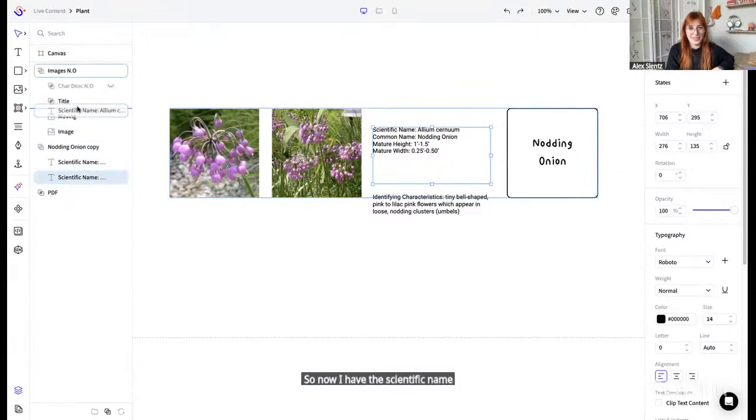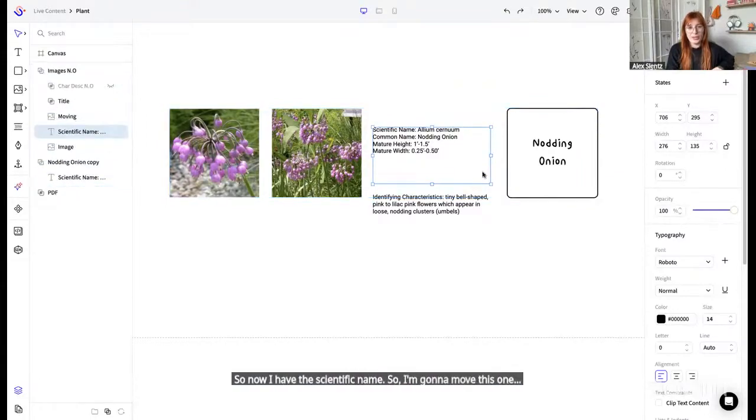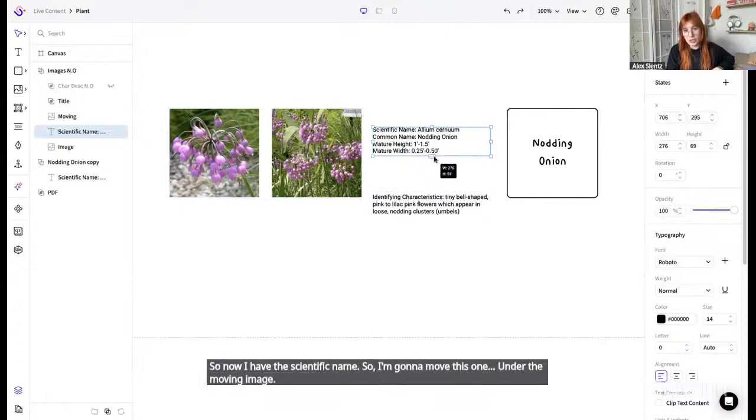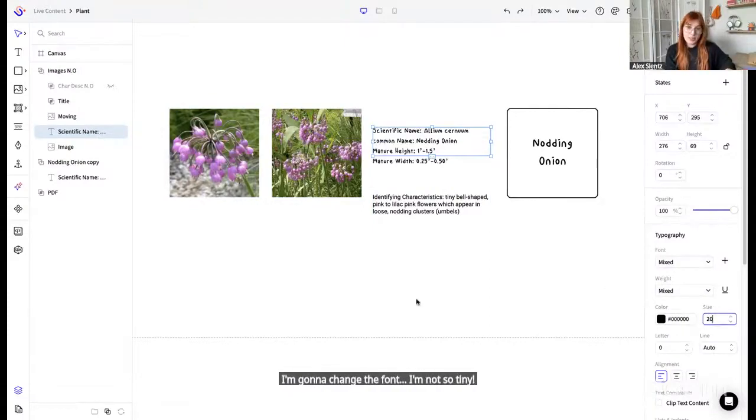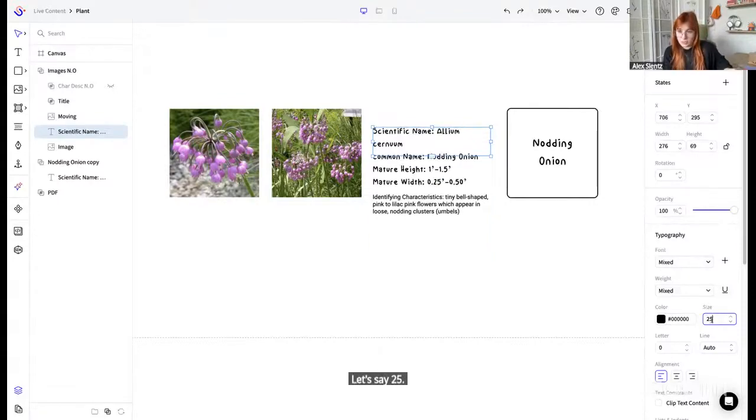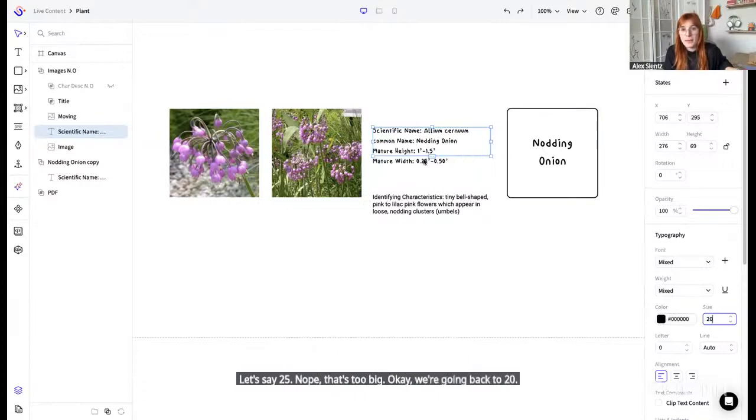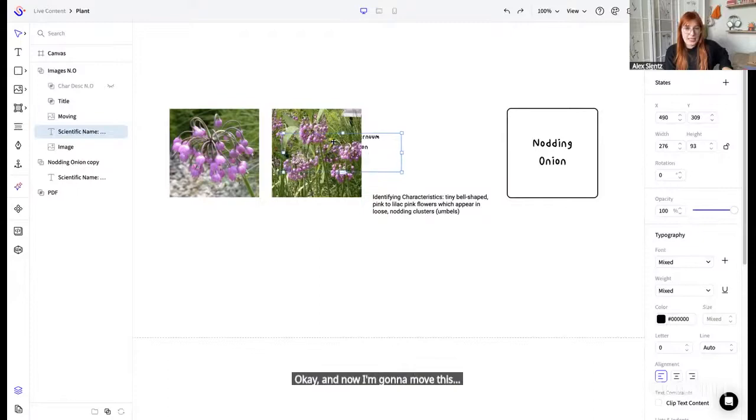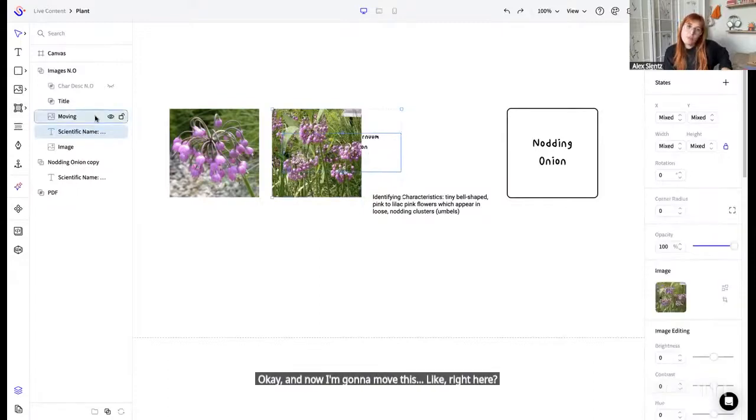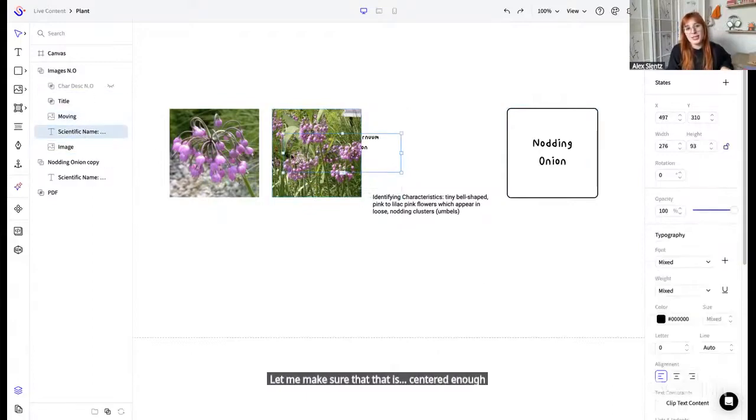So I'm going to move this one under the moving image. I'm going to change the font. And that is so tiny. Say 25. Nope, that's too big. Okay, we're going back to 20. Okay, and now I'm going to move this right here. Let me make sure that that is centered enough. Cool. So that's going to be right here.